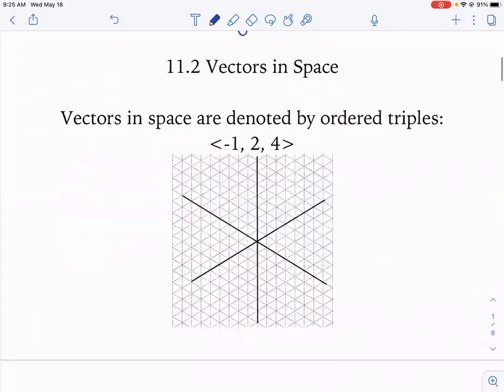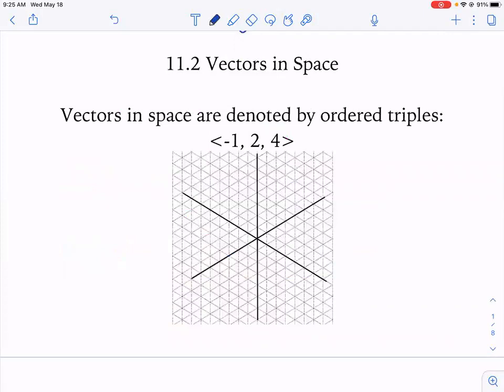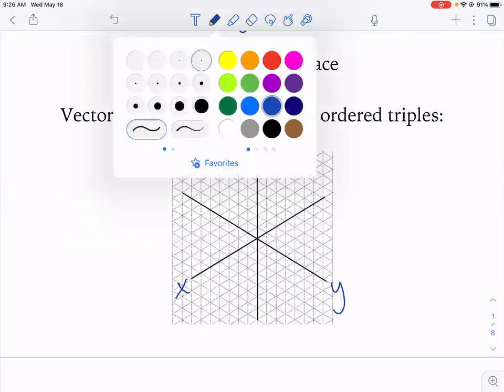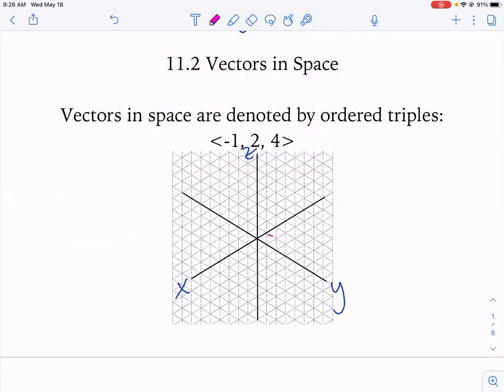All right, so vectors. Vectors in space are denoted by ordered triples with our chevrons. Okay, so if I wanted to, and maybe this would be a good review for you, Eric Spain. Yeah. If I wanted to plot -1, 2, 4. Here's X, Y, Z. All right, so -1, 2, 4 would get us to here.